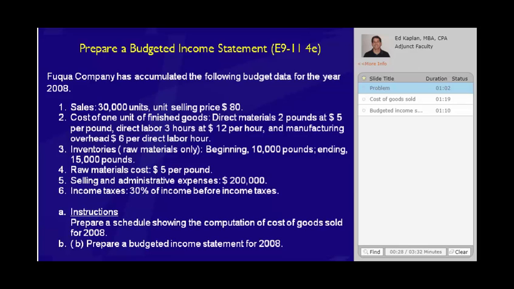3. Inventories, raw materials only, there were 10,000 pounds in beginning and 15,000 pounds in ending. 4. Raw material costs are $5 per pound. 5. Selling and administrative expenses, $200,000. 6. Income taxes are 30% of income before tax. And the instructions to us is to prepare a schedule showing the computation of cost of goods sold for 2008, and then prepare a budgeted income statement for 2008.